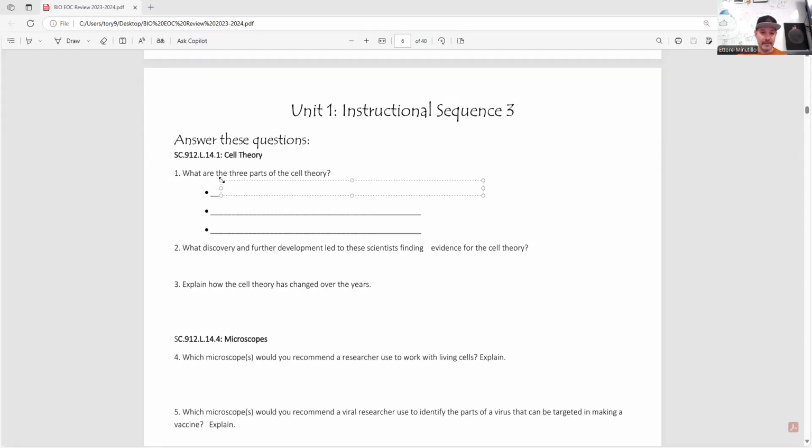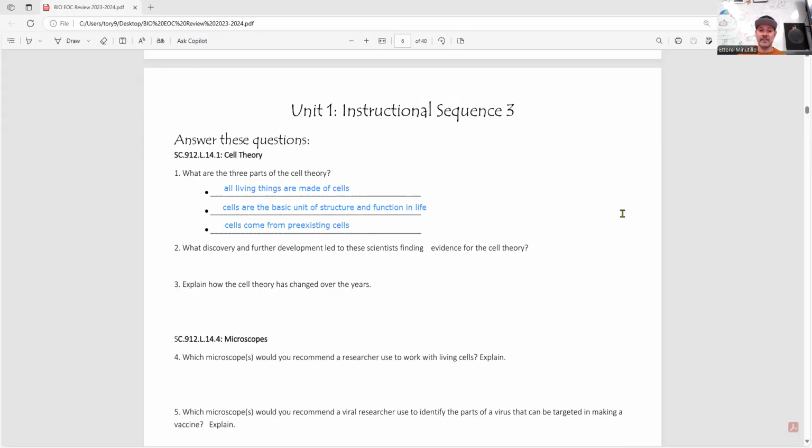So let's take a look at what these are and see if we can get our explanations here. First, all living things are made of cells. Second, cells are the basic unit, structure and function in life. And third, cells come from pre-existing cells.